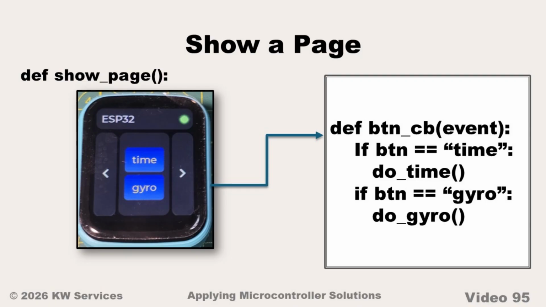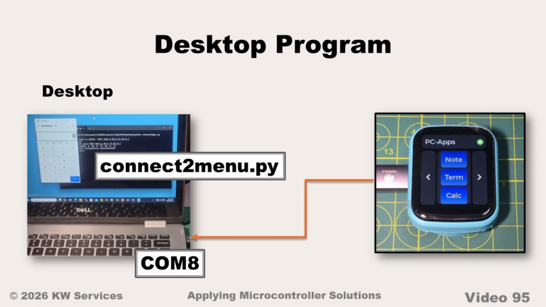Every button is attached to the button callback routine. That routine simply gets the text value of the button and then performs that specific function. Anything not performed by the ESP32 is allowed to pass through to the desktop program. So similar if statements in the desktop program will then perform desktop commands.